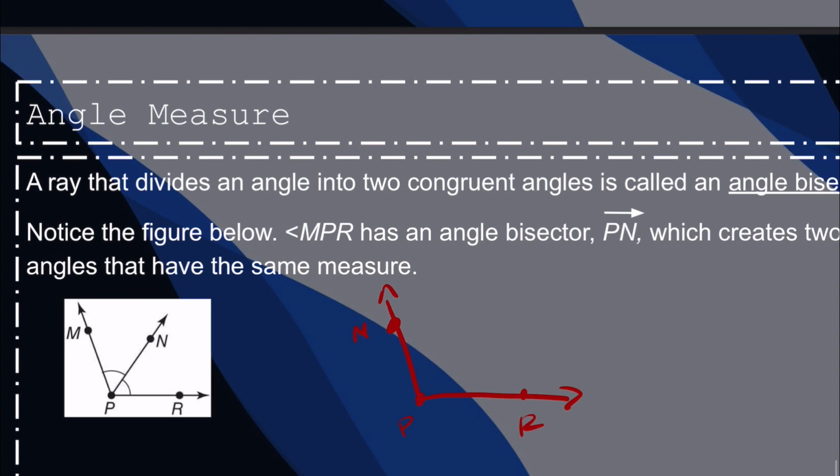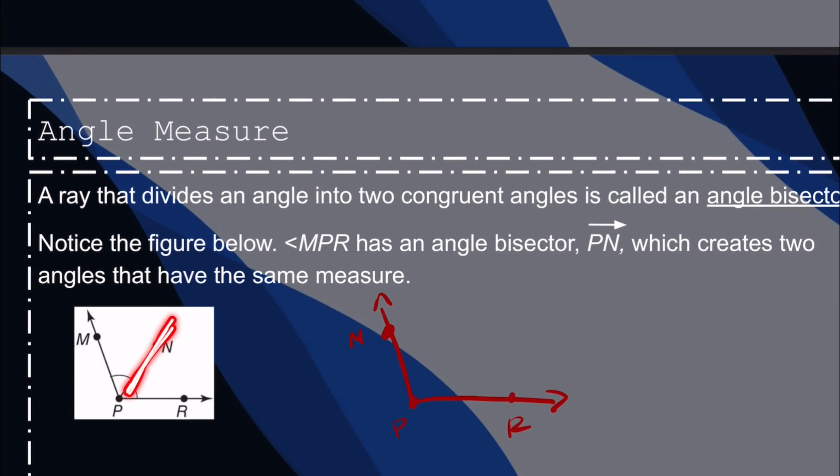If I have this angle bisector, which is this over here, which we'll call PN, then it's going to create two angles. Here's an angle, and here's another angle. We know that the prefix bi means two, and if you have a bisector, it's going to cut that section in half into two congruent angles. So this angle right here is congruent to this angle right there.